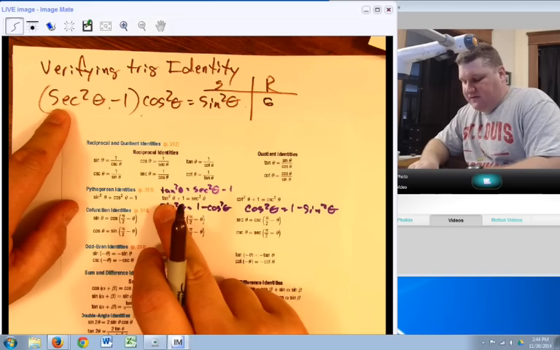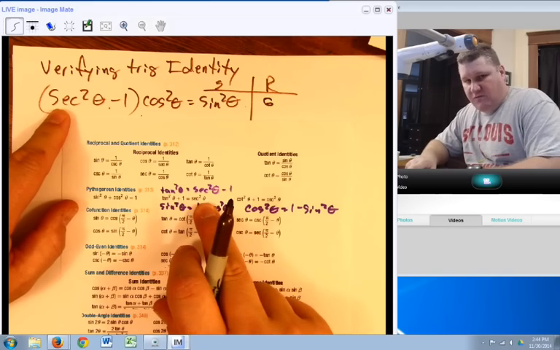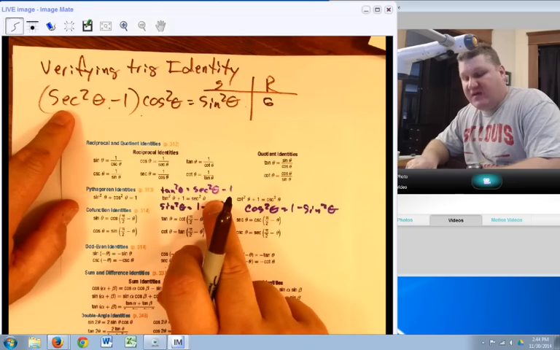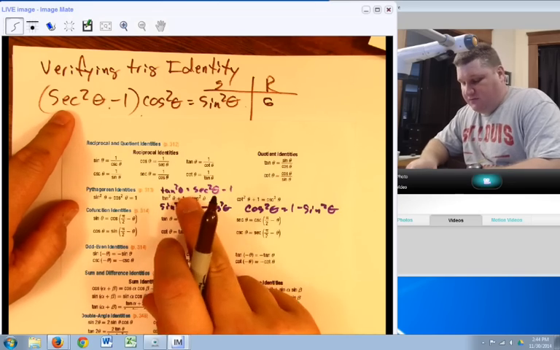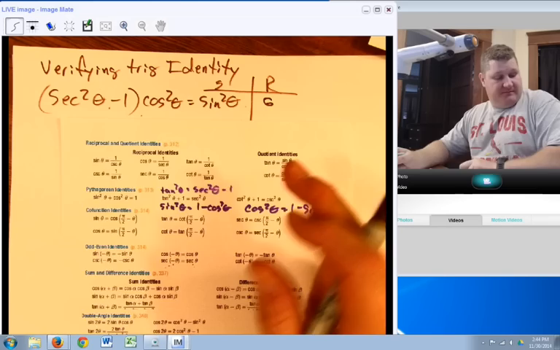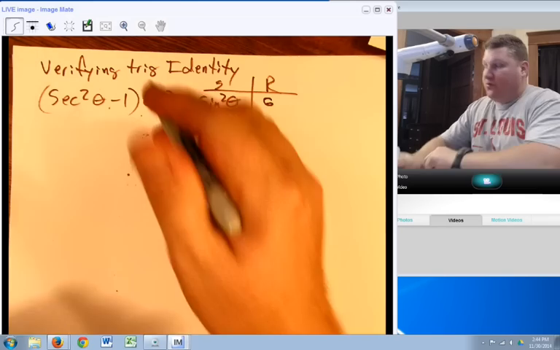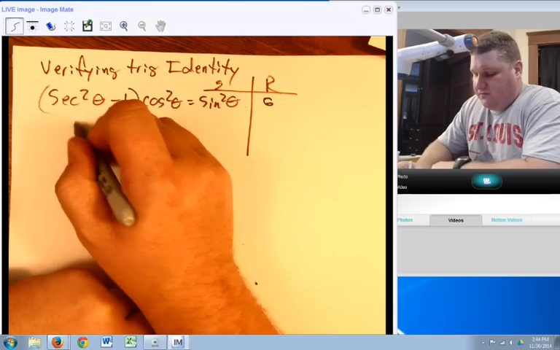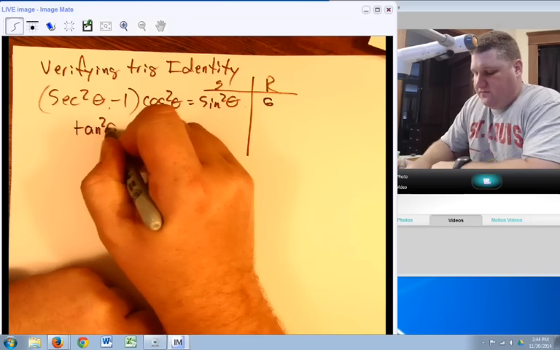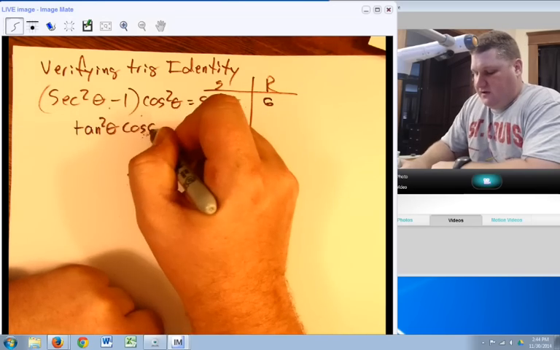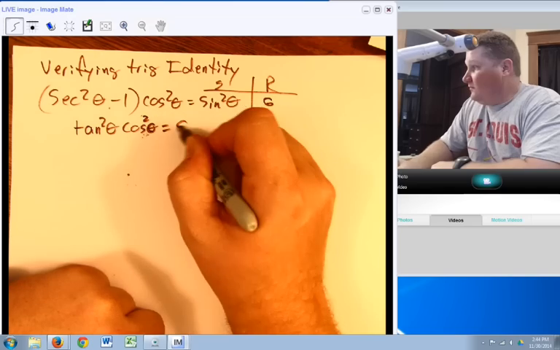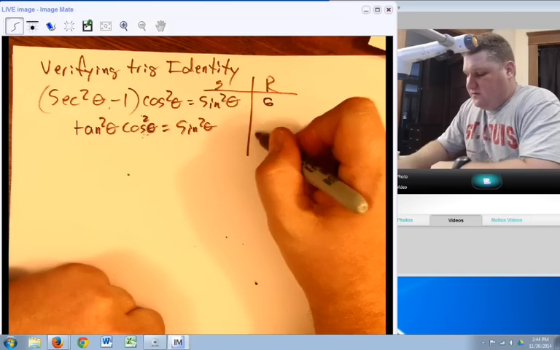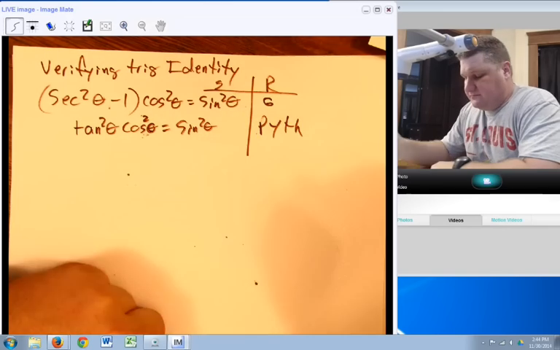Now, in this case, I have tan squared plus 1 equals secant squared. Well, that's not this, but if I move the 1 to the other side, it can be. Tangent squared equals secant squared minus 1. Okay, so with that, I am going to replace secant squared minus 1 with tan squared theta times cosine squared theta equals sine squared theta. And that was done with Pythagorean theorem.